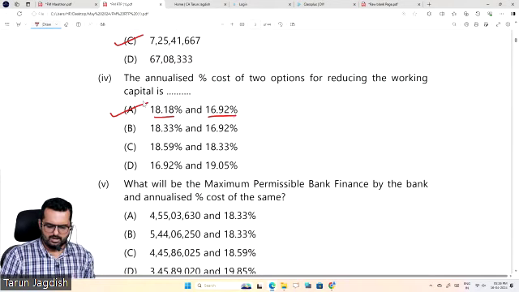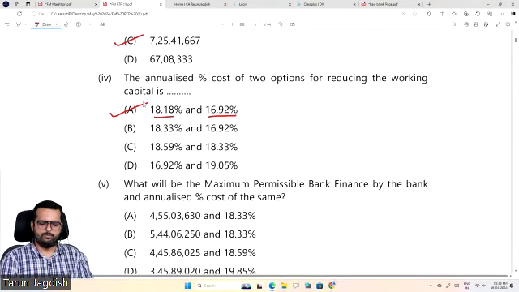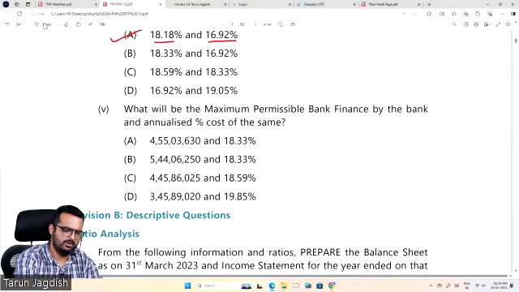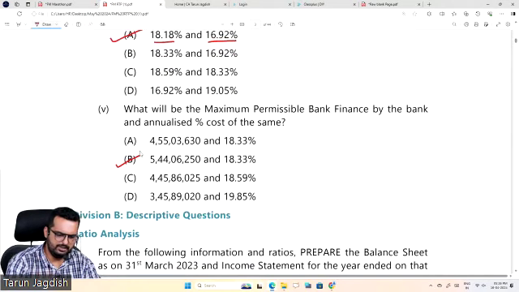Okay, 1. Last one. What is the maximum permissible finance by the bank? What is the answer you got for that? Can you tell me? 544.06. Okay. And did we get the interest as 18.33%? Yes. So with this, we are done with this massive question, friends.